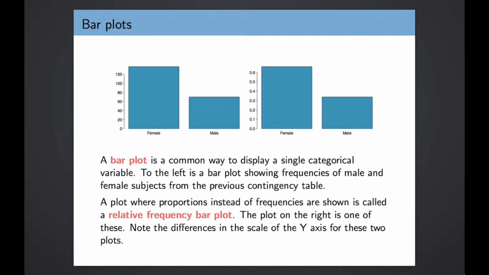So for example, in our data set, about 65% of our respondents were female, and about 35% of our respondents are male. So the difference here is what scale the y-axis is on. In the plot to the left, the y-axis just counts up the number of observations in each category, whereas on the right, what the y-axis is representing is proportion. So while these two plots look really similar to each other, the y-axes on the plots are different, and that gives us different information about the distribution of this categorical variable.